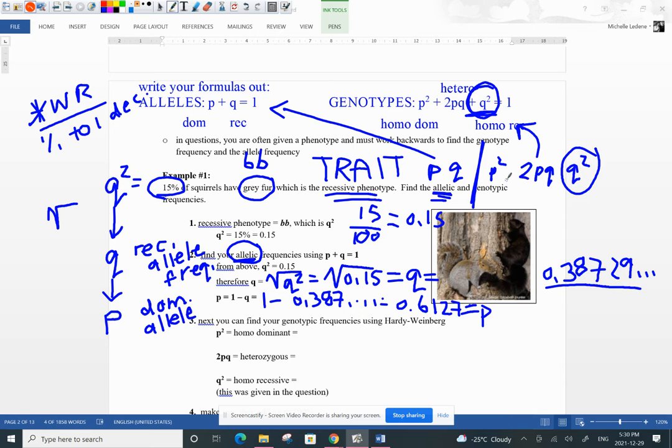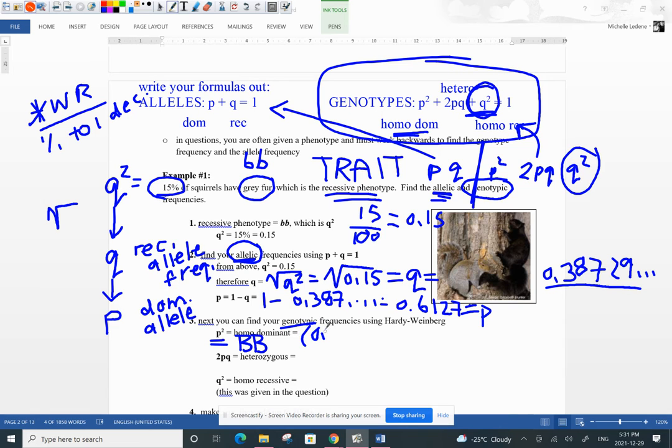So the next part of the question asked us to find the genotypic frequencies. And for that, we need to use our genotypes formula. So the p-squared term, that's all the homozygous dominant individuals. That's all the squirrels in this population who have 2 dominant alleles. They will be black because they have big B, big B. So we know the p-value. We're just going to take that value on our calculator, 0.6127, whatever all those digits are. Don't round yet. We're going to square that.